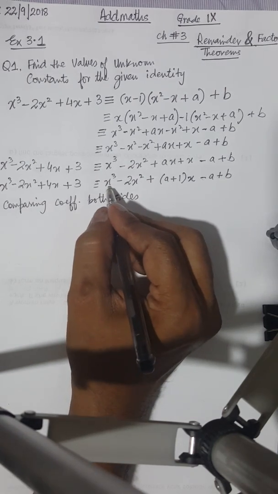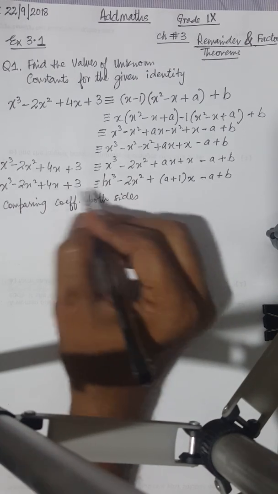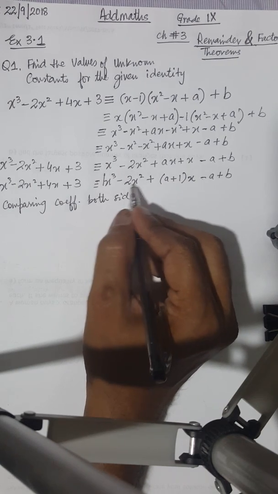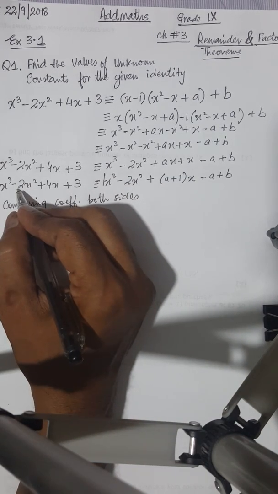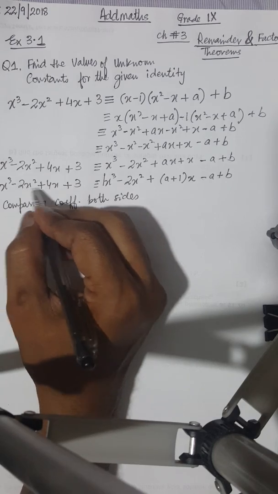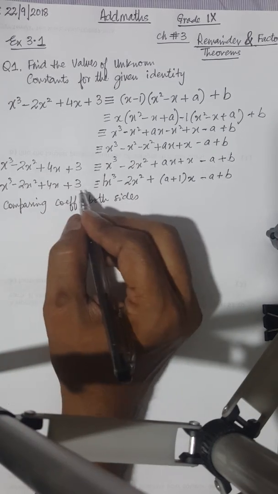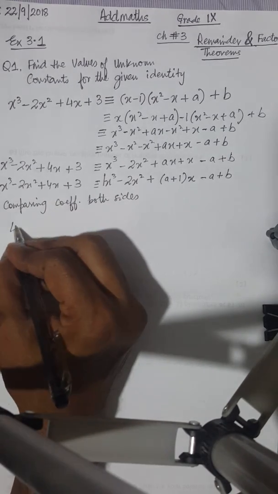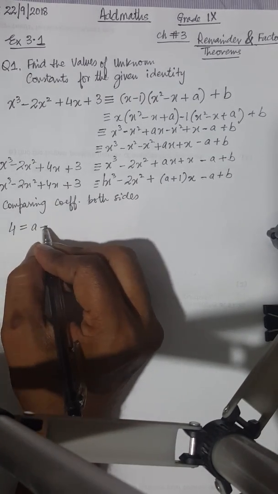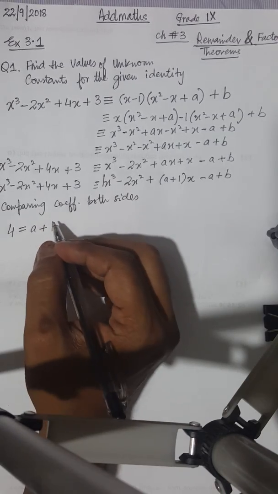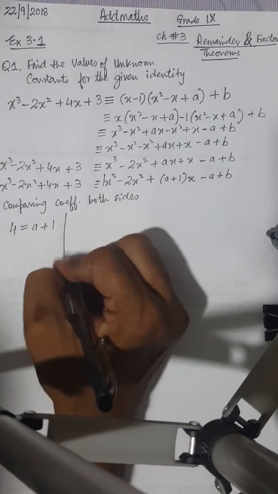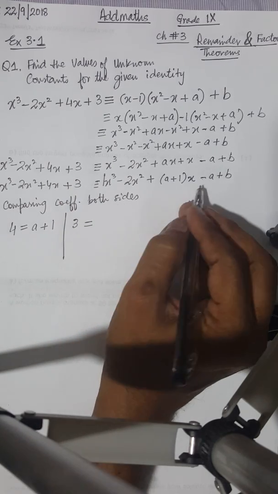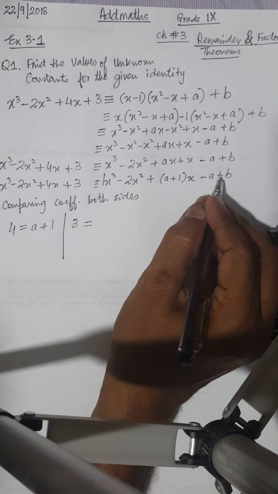Now, what is the coefficient of x cube on the right hand side? It's 1. On the left hand side, again it is 1. So we have the same coefficients. The coefficient of x square is negative 2. The coefficient of x square is negative 2. Again, the same result. Negative 2 equals negative 2. Look at this. The coefficient of x is a plus 1 and the coefficient of x is 4. So I can write 4 equals a plus 1. Next, I have a constant 3 here, and on my right hand side I have two constants, negative a plus b.